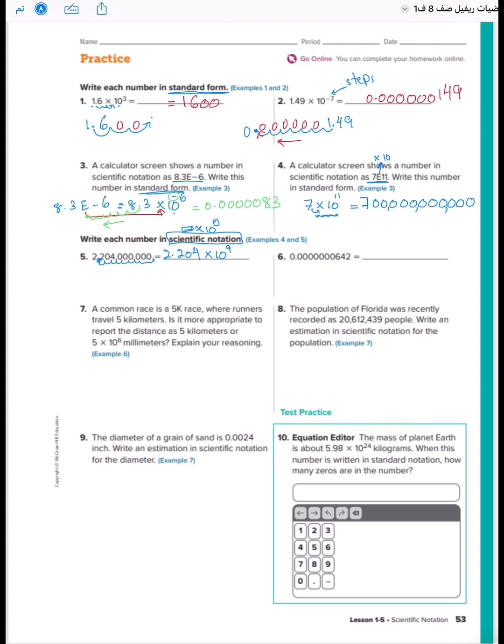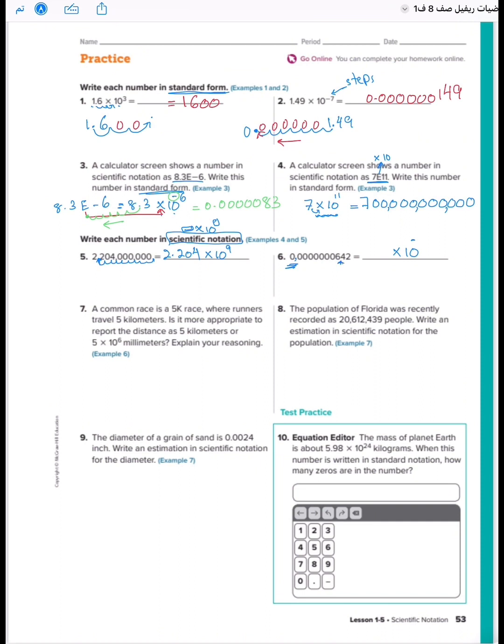Okay? Let's see the second one, number 6. There is the point here. They want scientific. So we must know that because it starts with 0, it is times 10 power negative. The point must be here, right? 1 digit before the point, so until here.